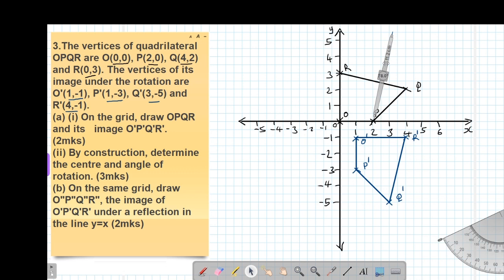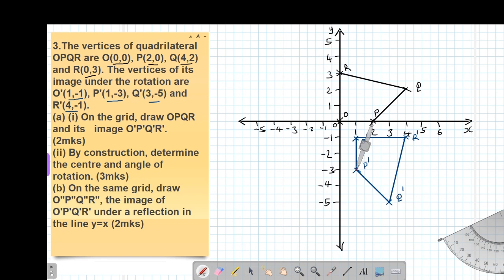So you simply put your pair of compass at point P, then you are going to stretch it until it fits through the P prime. So let me reduce the length of my compass until it fits to point P prime. Let me try to rotate it. Yeah, you can see it is at P prime.